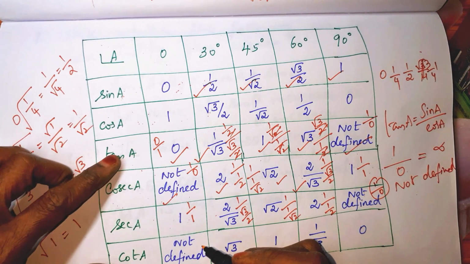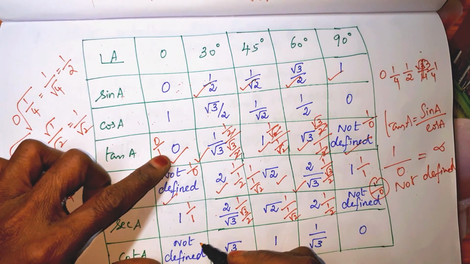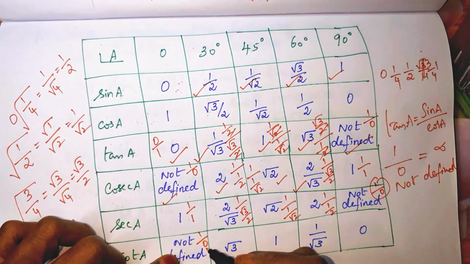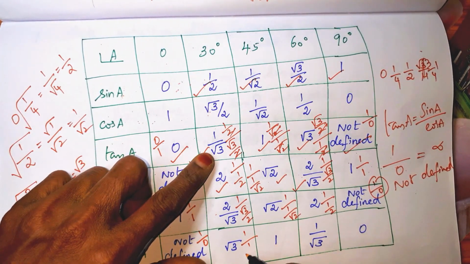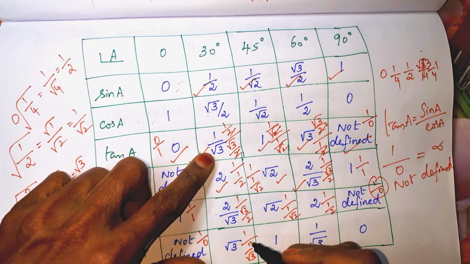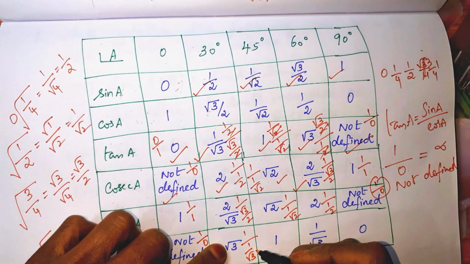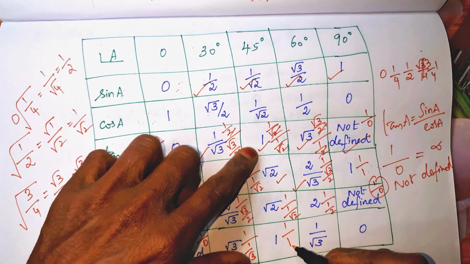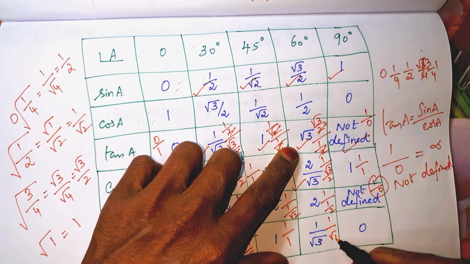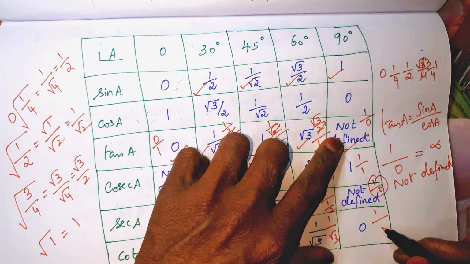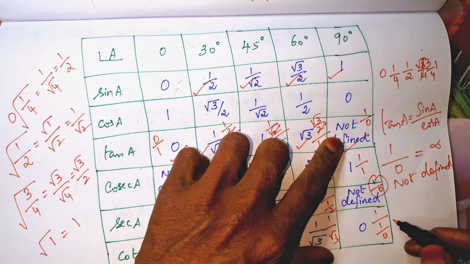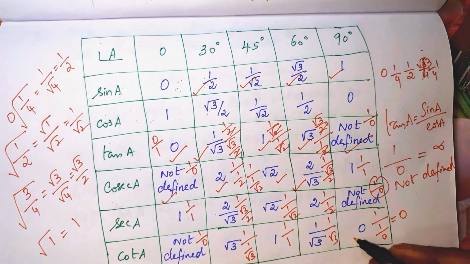Now cot A. Here we have 0, so 1 by 0 is infinity. Here 1 by 1 by root 3, so it is root 3. Here 1 by 1. And this is 1 by root 3. And this, we already have infinity; infinity means 1 by 0. Am I right? So 1 by 0, and the 0 will come to the numerator, so it is 0 here.